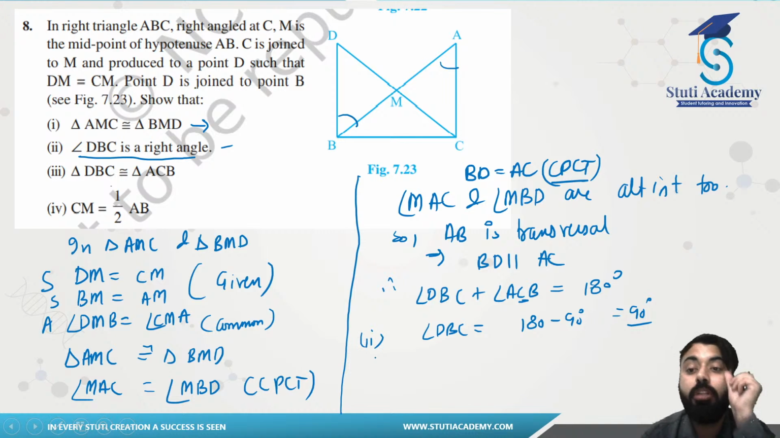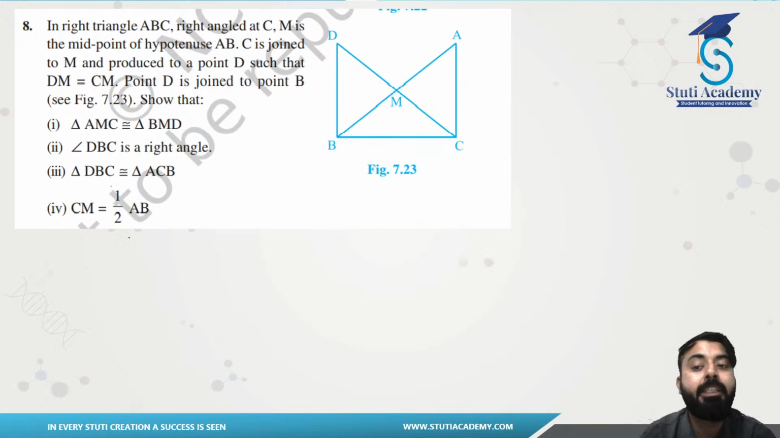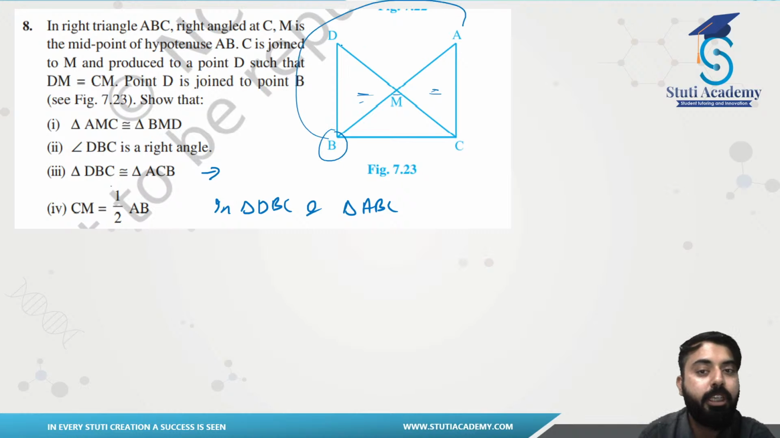Now we have to solve the third and the fourth part. Now for that it is quite easy. We just have to take the remaining triangles. So in third part now, in triangle DBC and triangle ABC. If we were talking about these two triangles, B was opposite to A, D was opposite to C. But if you are talking about these complete triangles, then D is opposite to A and B is opposite to C. That will be the thing to note here.